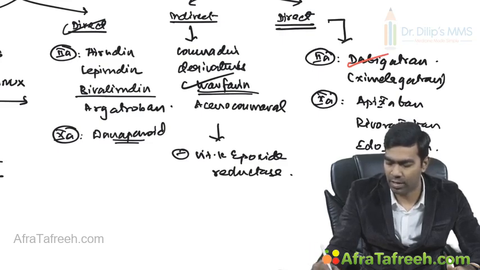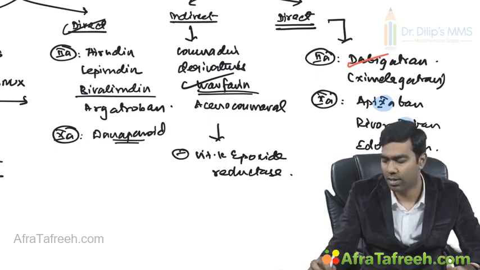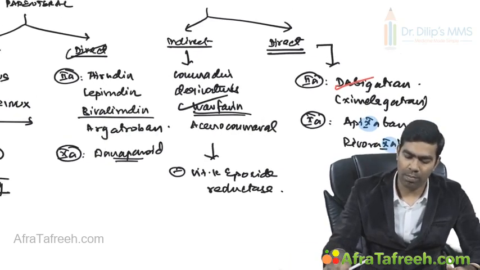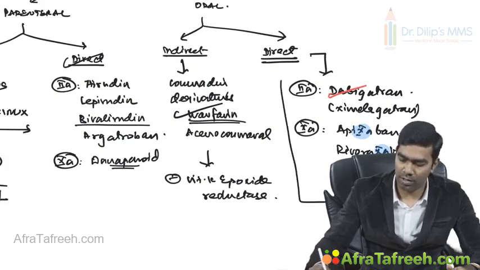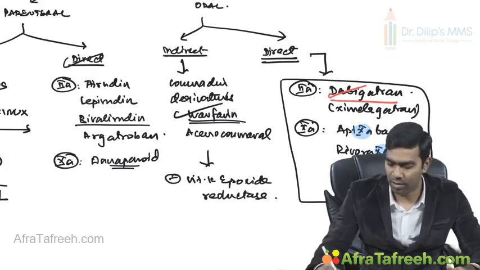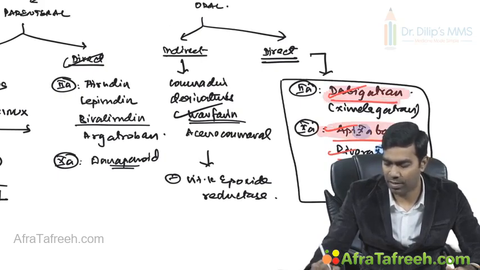Why I am writing like this, you can clearly see, is because these are factor 10A inhibitors. That's why I am writing like this: apixaban, rivaroxaban and edoxaban. One important thing that you have to notice, these 4 drugs are very important right now. These 4 drugs, that is dabigatran, apixaban, rivaroxaban and edoxaban.